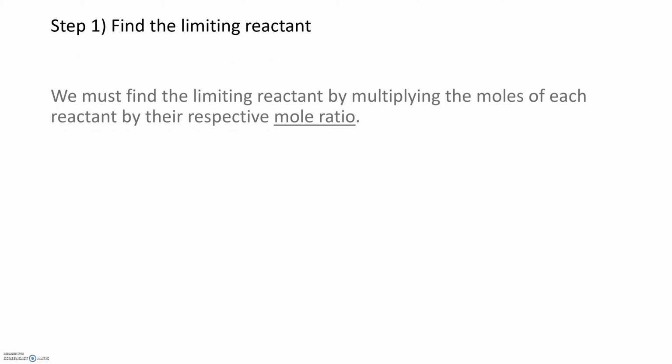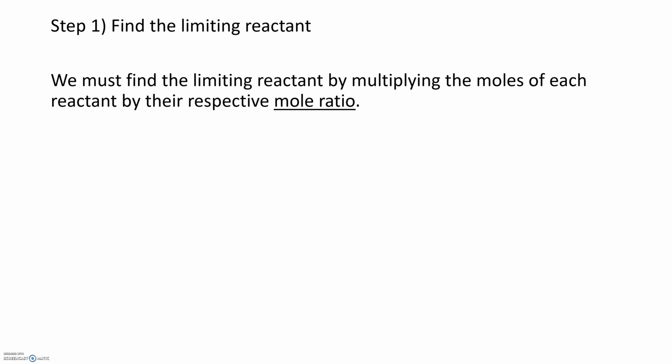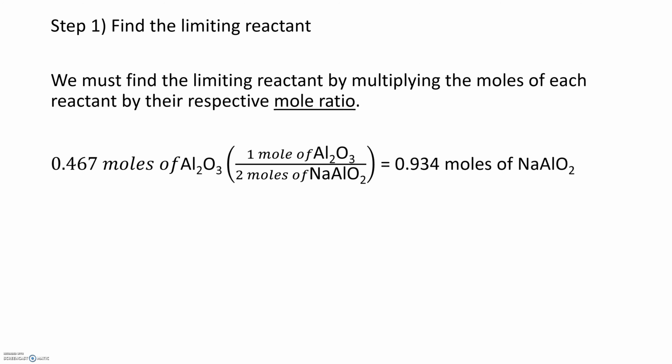We are going to do this by multiplying the moles of each reactant by their respective mole ratio, which is basically the ratio of reactants to the products. So for the first one, we have 0.467 moles of aluminum oxide. We're going to multiply that times its mole ratio, so there's 1 mole of aluminum oxide per 2 moles of sodium aluminate. And that is going to create 0.934 moles of sodium aluminate, and that is the product that you're going to get when you add 0.467 moles of aluminum oxide.